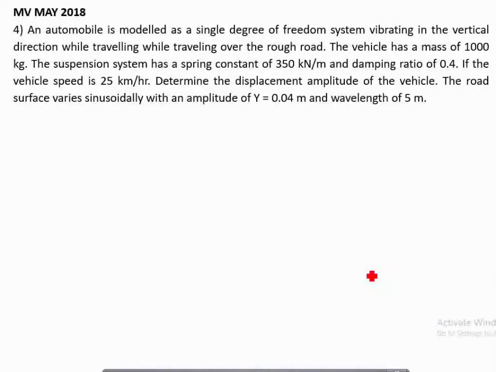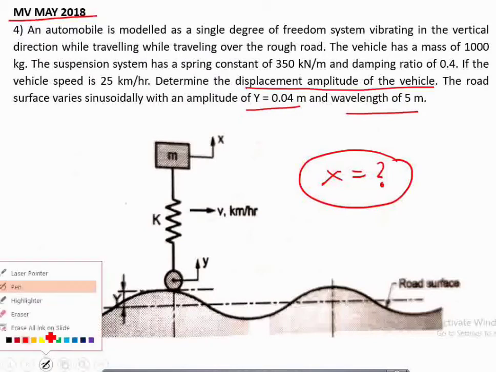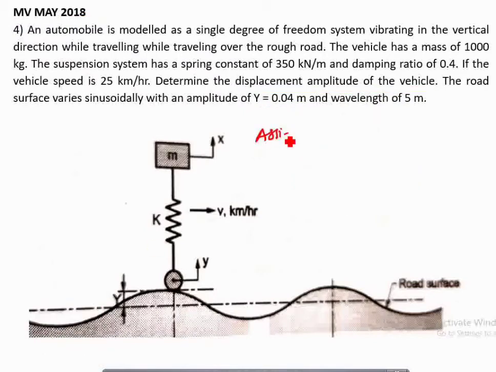Now we move on to problem number 4. Problem number 4 is also based on the automobile model, a single degree of freedom system vibrating in a vertical direction while traveling over a rough road surface. Again you can use the same figure. They have given you y as well as the wavelength, and they have asked you to calculate the displacement amplitude of the vehicle, that is x. So you have to calculate x. You can take a screenshot of this particular problem and solve it as an assignment or homework. So this is how you have to solve problems based on forced vibration due to support excitation. Thank you so much.